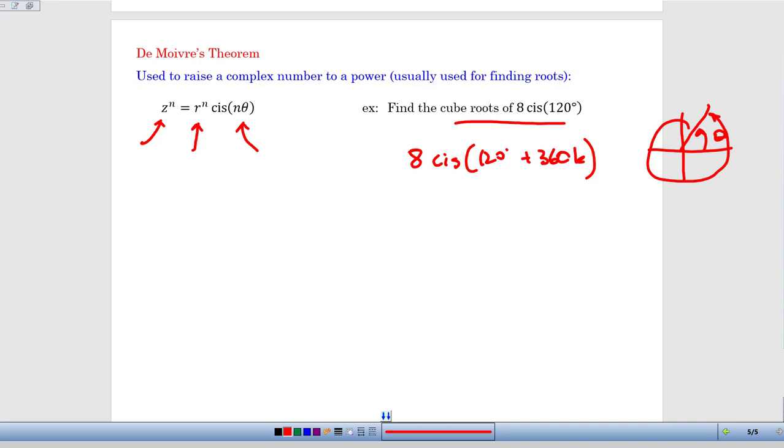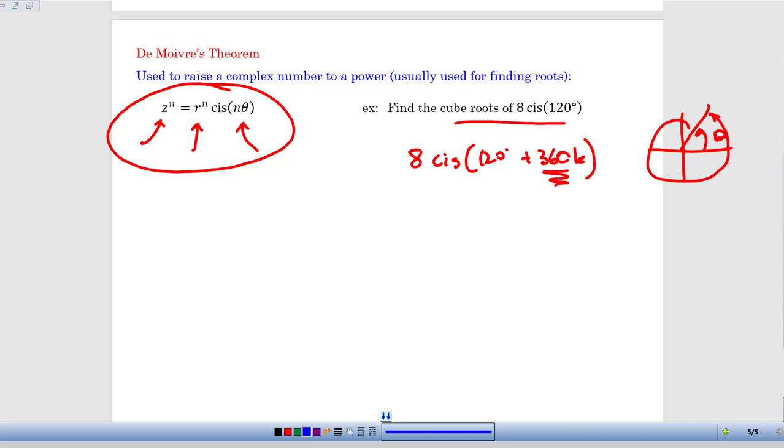So there are infinite ways that we can represent a complex number in trigonometric form. We have to include this plus 360k as we apply De Moivre's theorem to make sure that we get the multiple roots. There's not just one cube root of this 8 cis 120 that we see here. There are going to be multiple roots. So let's see how that applies to this specific question here.